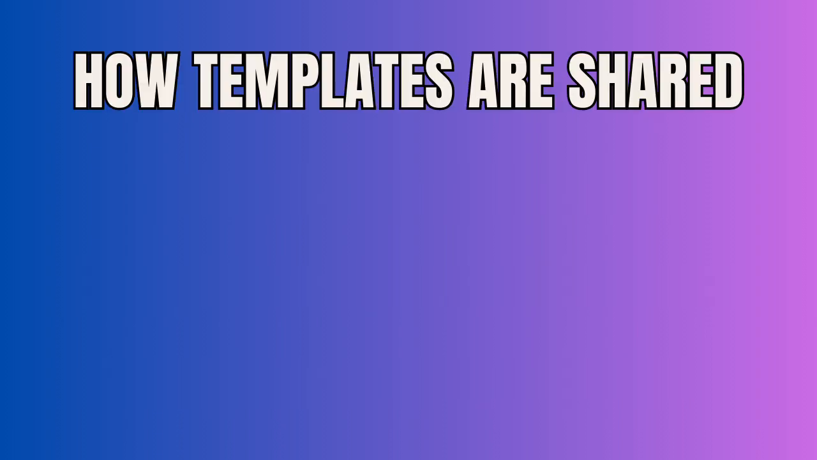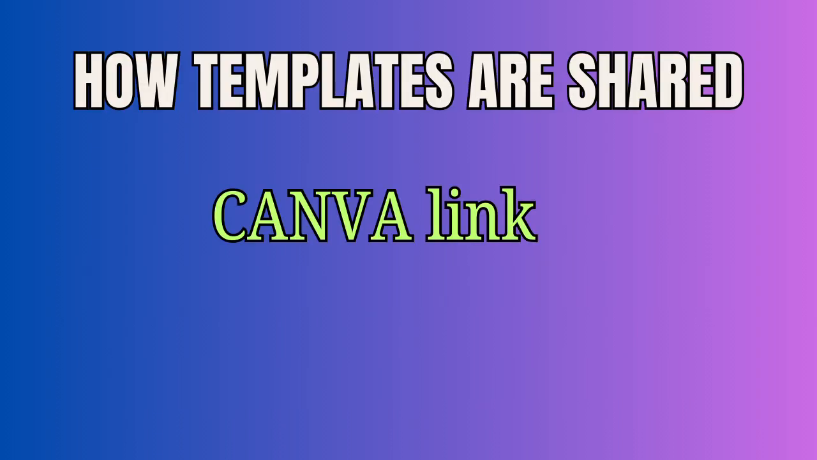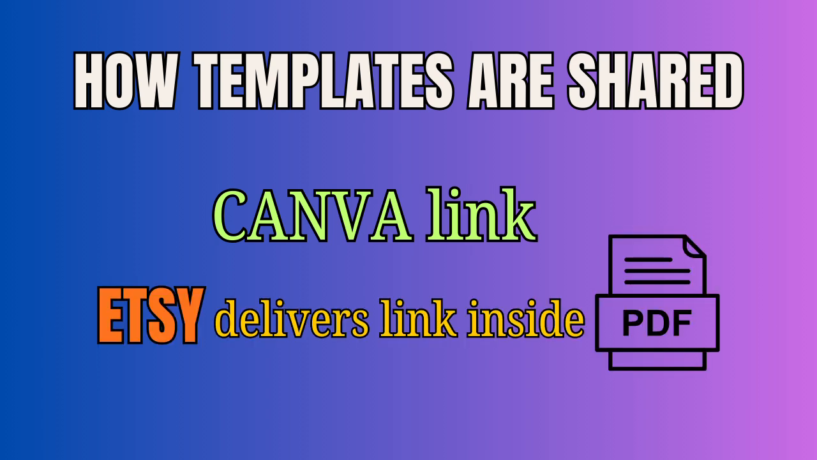Because templates must remain editable, they are shared using a Canva link, not by downloading the design. Etsy and other platforms deliver that link to buyers inside a PDF file. The PDF acts as the delivery method. The link inside the PDF is what opens the template in Canva.